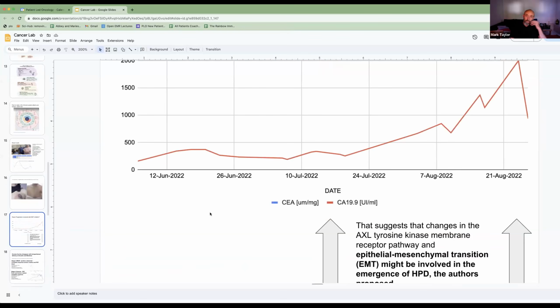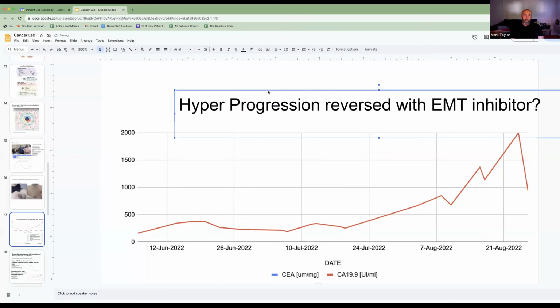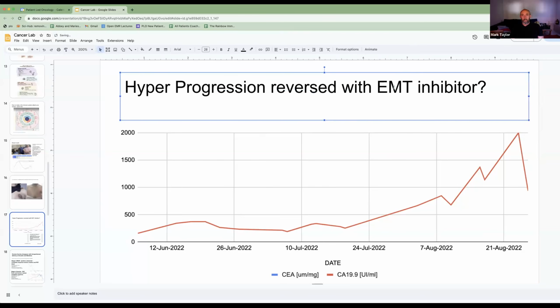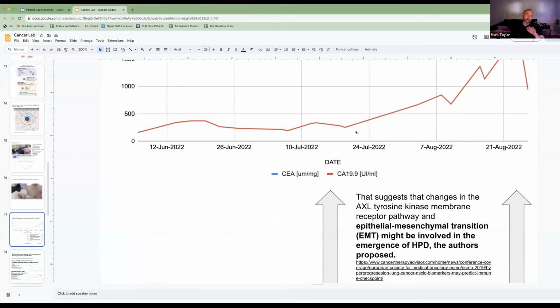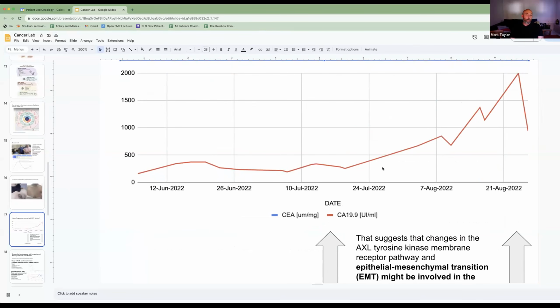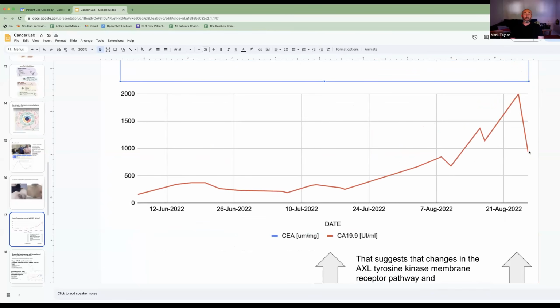It's because we've got so many different things we can use. We're learning things that we would never even expect to learn. So we had this case. We think it was hyperprogression. This was someone who started checkpoints and was kind of stable. And this is something we see a lot. They're stable until they had a bad scan, a scan that surprised them, and literally their tumor markers started taking off. And then we couldn't control it. Then we found a study about EMT and its relation to hyperprogression. And we used an EMT inhibitor and got a huge response, and over 1,000 drop in CA19-9 literally in a week.